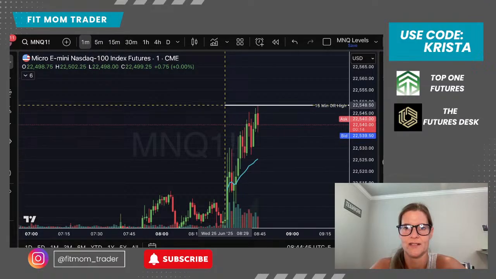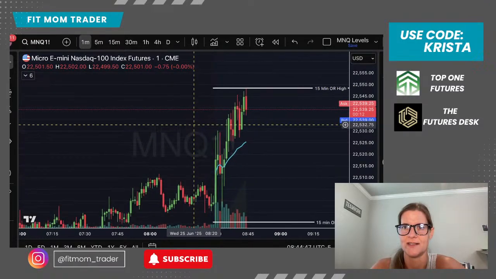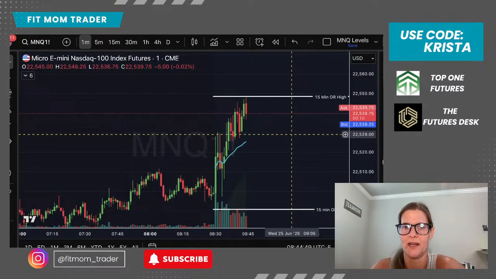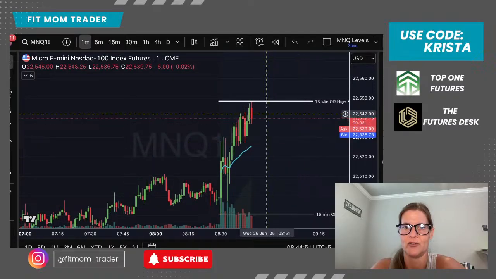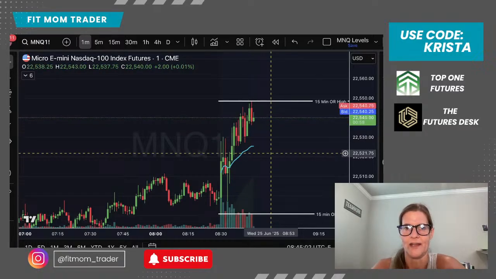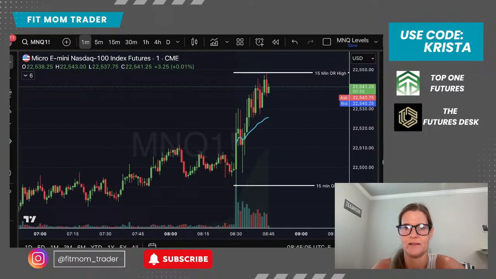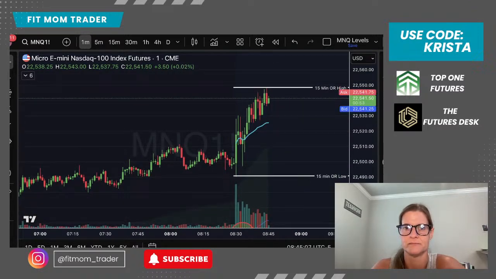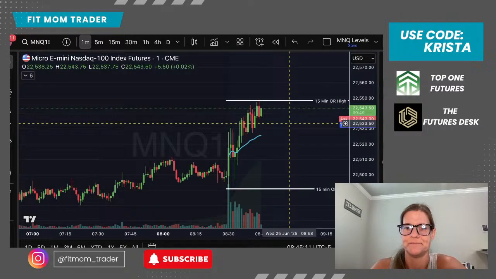Continuing to move this 15-minute opening range high as it grinds up. We got about 1 more minute after this candle closure. All right, the 15-minute range is set. Again, still waiting on a pullback.